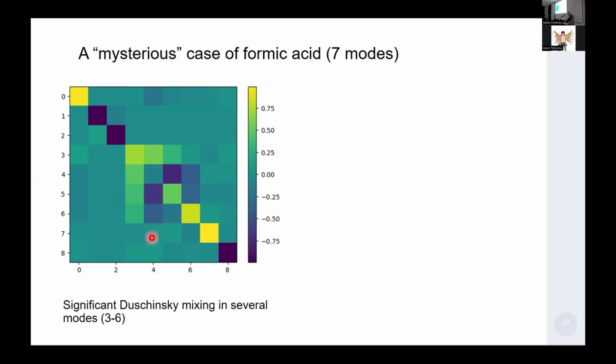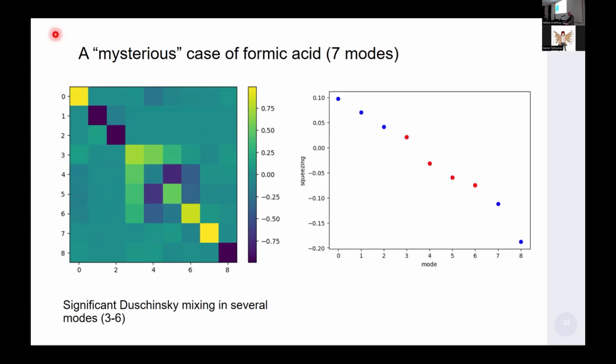So this is a Dushinsky matrix, which doesn't look like a unit matrix. So there is considerable mixing here. That's why people wanted to do the interferometry for the Dushinsky matrix. Why then does linear coupling work if you have a considerable Dushinsky? So because of squeezing.